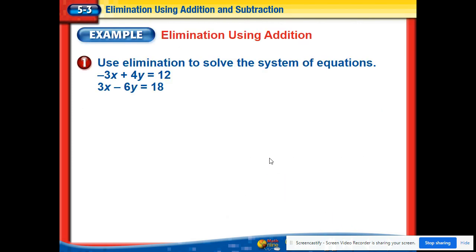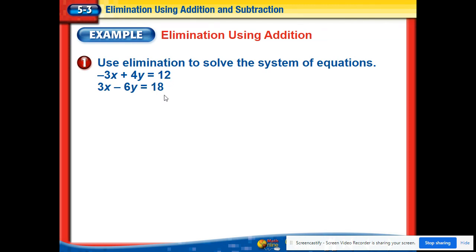All right. So here's our first problem. We have negative 3x plus 4y equals 12 and 3x minus 6y equals 18. And notice how they are set up. They are set up in standard form with x and y on one side and the number on the other.